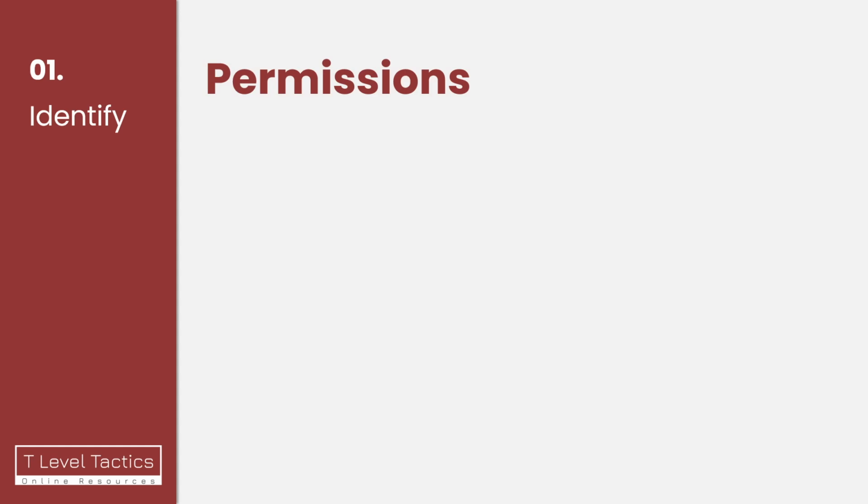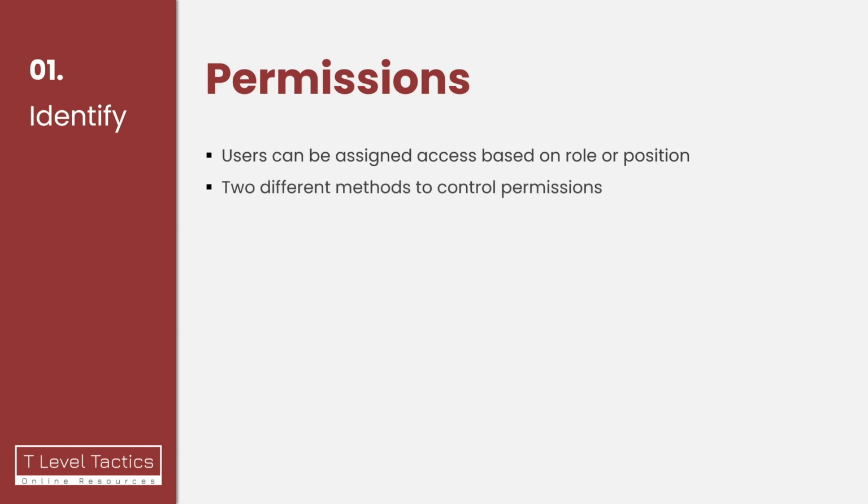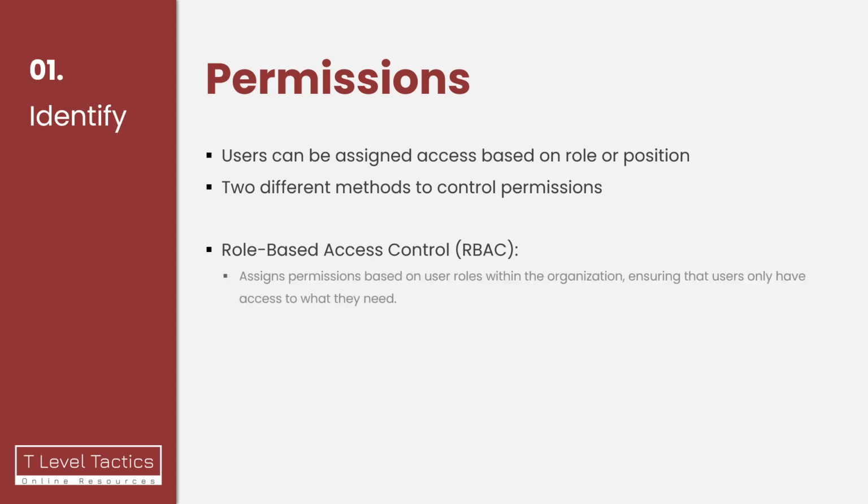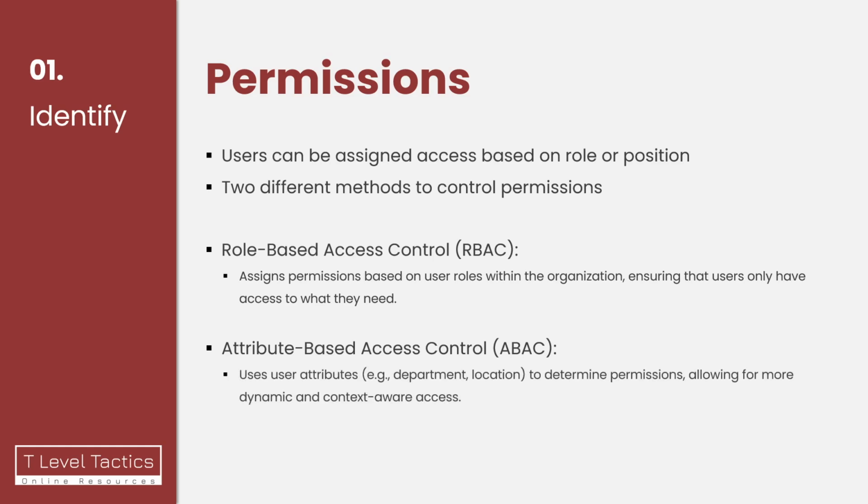With permissions, users could be assigned access based on their role or position. There are two different methods to control permissions. There's role-based access control, or RBAC, and this assigns permissions based on user roles within the organization, ensuring that users only have access to what they need. And there's also attribute-based access control, or ABAC, which uses user attributes such as their department or location to determine permissions, allowing for more dynamic and context-aware access, meaning they might be able to get access to some higher security files within their own department, but nothing at all within somebody else's.